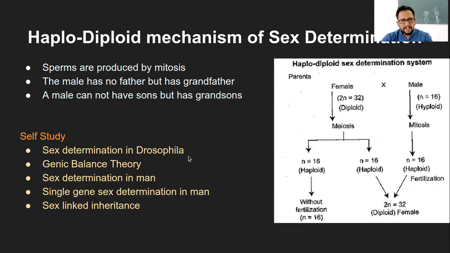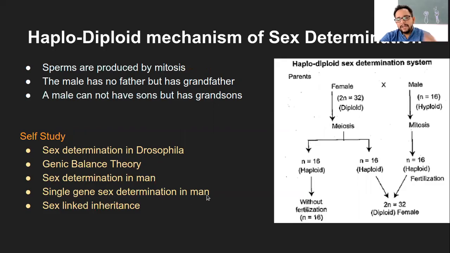I must also mention that I have put a few topics here for self-study, because we have already done a lot of discussion around them. For example, sex determination in Drosophila, which we had already seen with allelic interaction, and it is very simple. Genic balance theory, based on the number of chromosomes and the ratio, was designed based on Drosophila. Sex determination in human, we have been studying since class 10th, so I will not revise or explore this in the class.